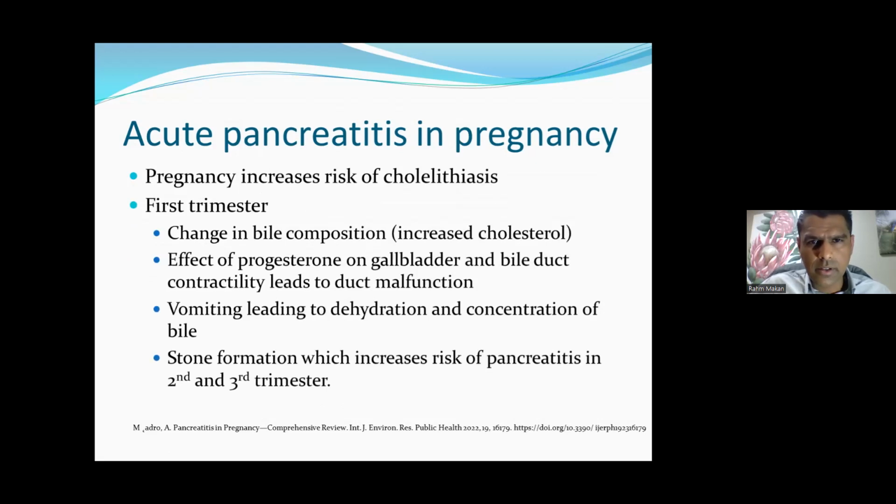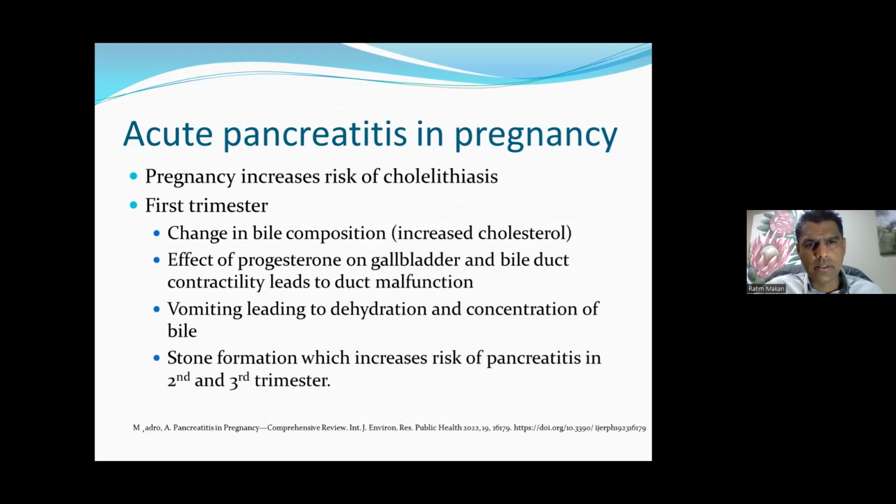So pregnancy itself increases the risk of cholelithiasis. In the first trimester, changes in pregnancy cause a change in bile composition, essentially an increase in the cholesterol content. And then that leads to the increased risk of gallstone formation.